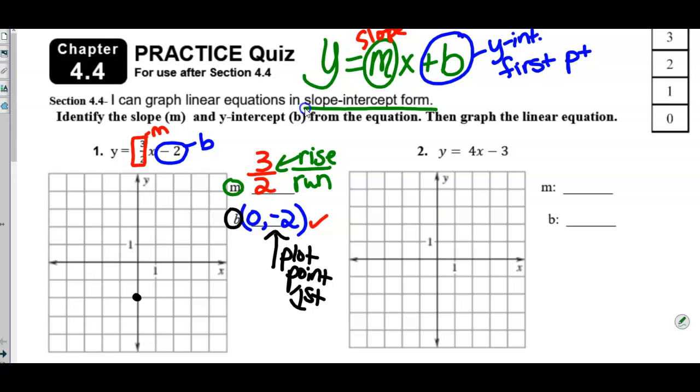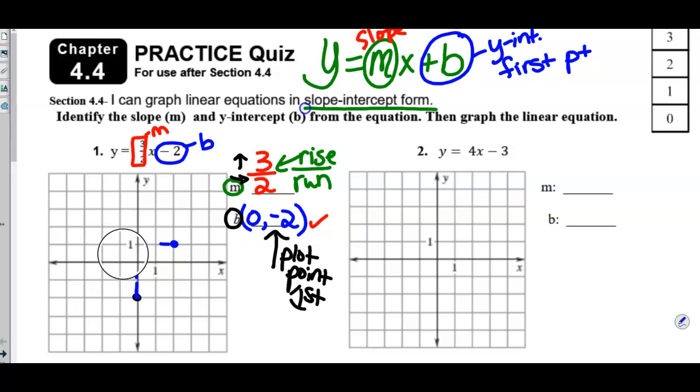So for this one, just taking little notes on the side, I know I'm going to go up 3 because it's positive, and I'm going to go right 2 because it's positive. So from the first point that I plotted, right here is my y-intercept. This is the 0, -2. I'm going to go up 3, 1, 2, 3, and over 2, and then put my second point. So I used my slope. I went up 3 and I went over 2, and I put my second point.